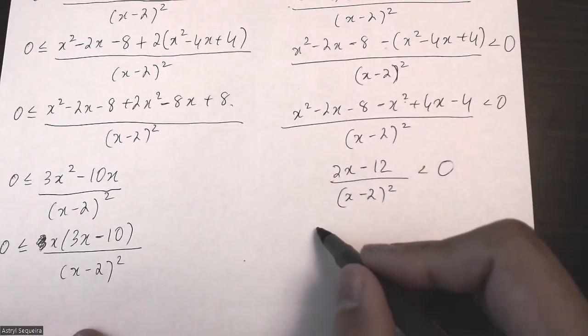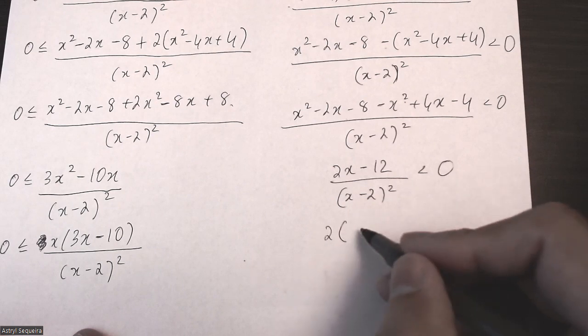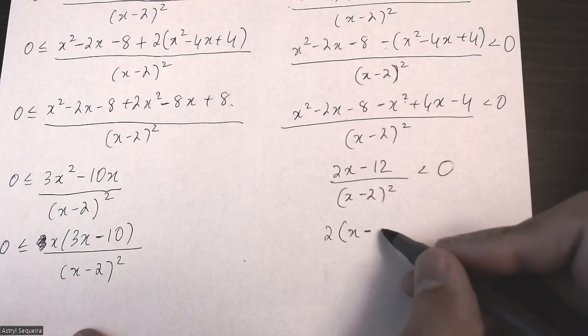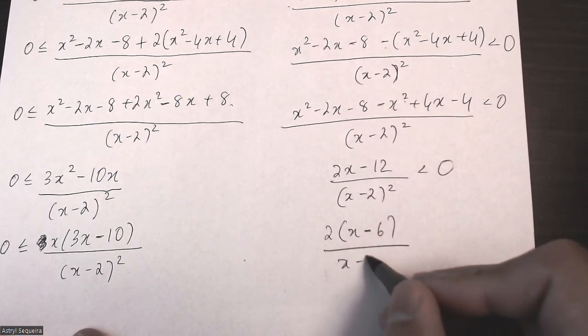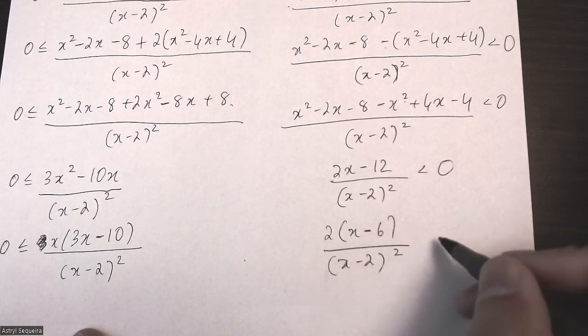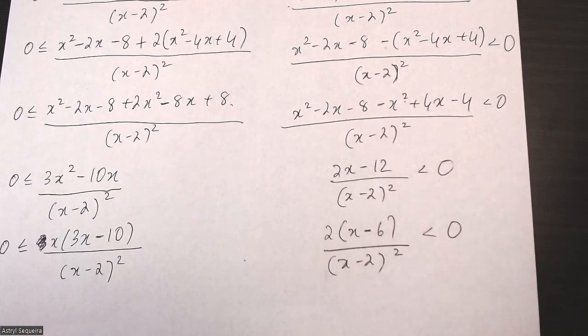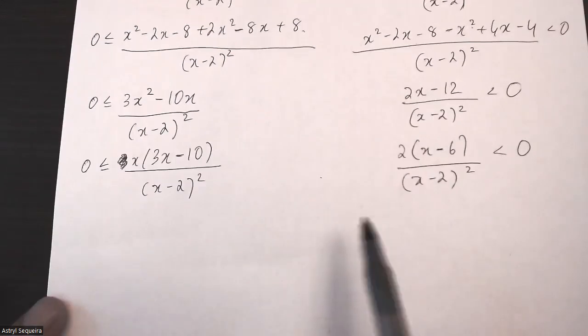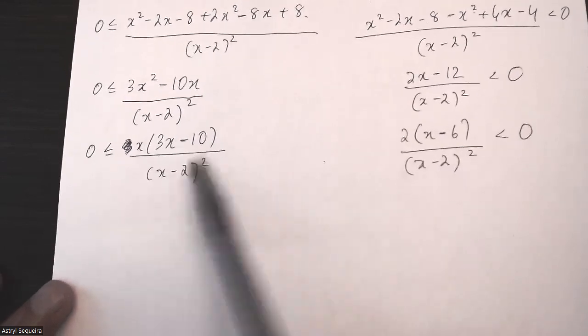Then I can factor this as well. So 2x minus 6 over x minus 2 squared less than 0. Okay, now that I got my two inequalities fully factored, I just have to solve each of these.